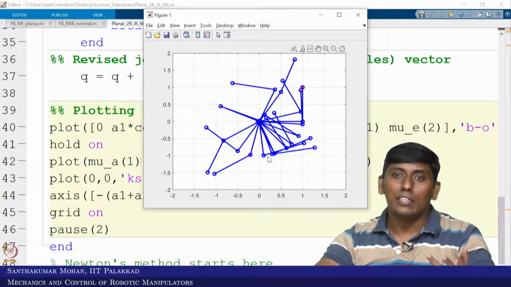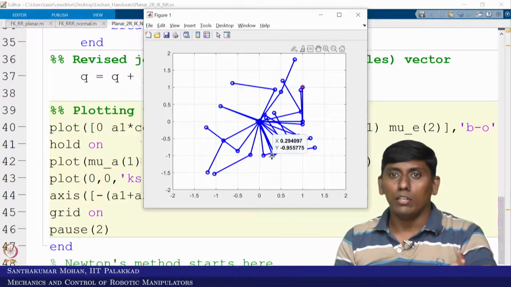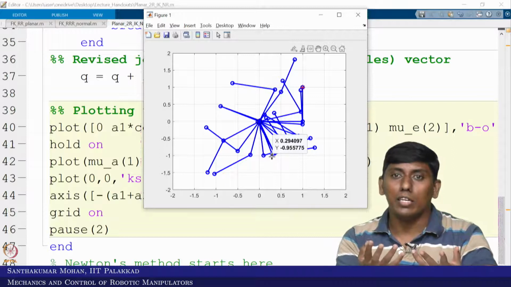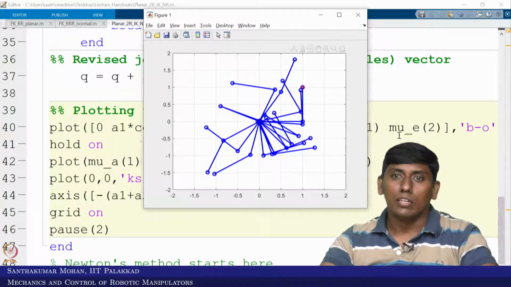But in the earlier case you started the initial guess very close, and you got it immediately within 3 or 4 iterations, but in this case it is taking a longer time. It has taken a longer duration to do this.